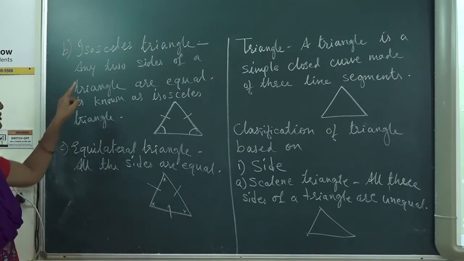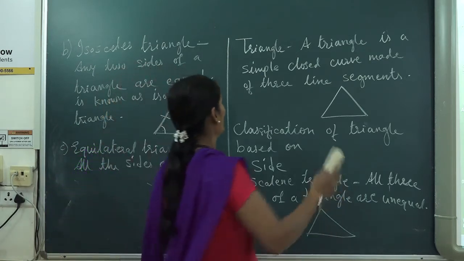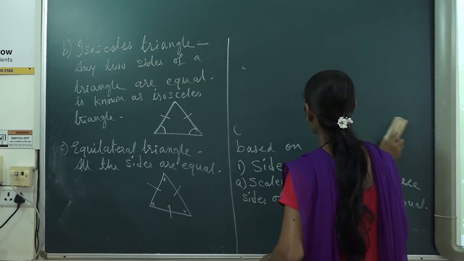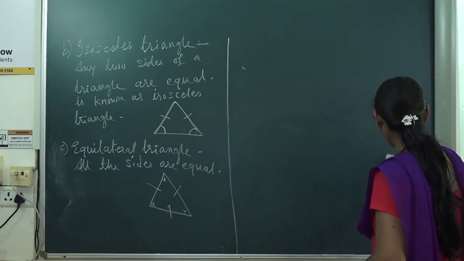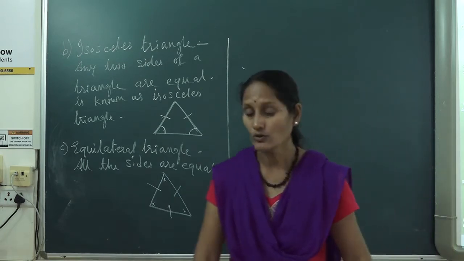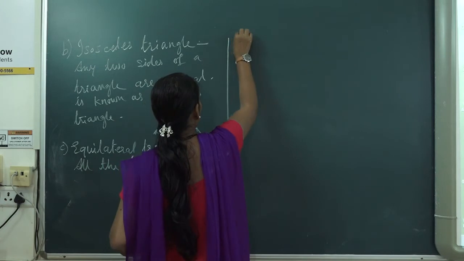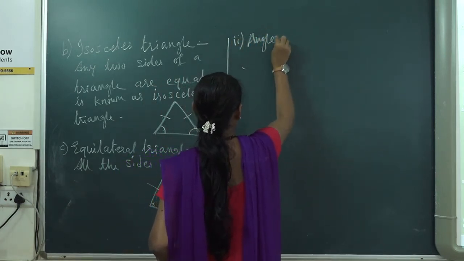Now based on sides is over, now based on angles. Now based on angles, you might have heard about this right from your lower class. You might have learned about this. So based on angles. Now which type of angles? Second one, A-N-G-L-E angles.